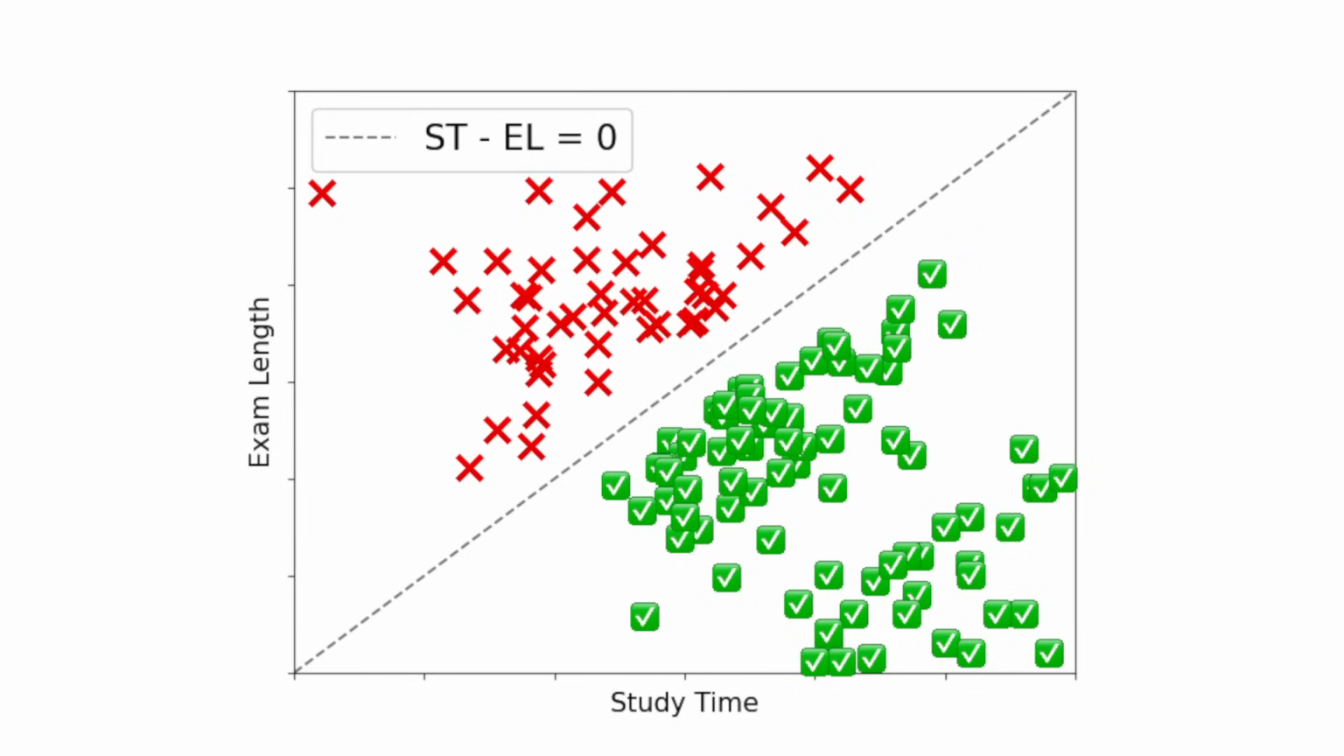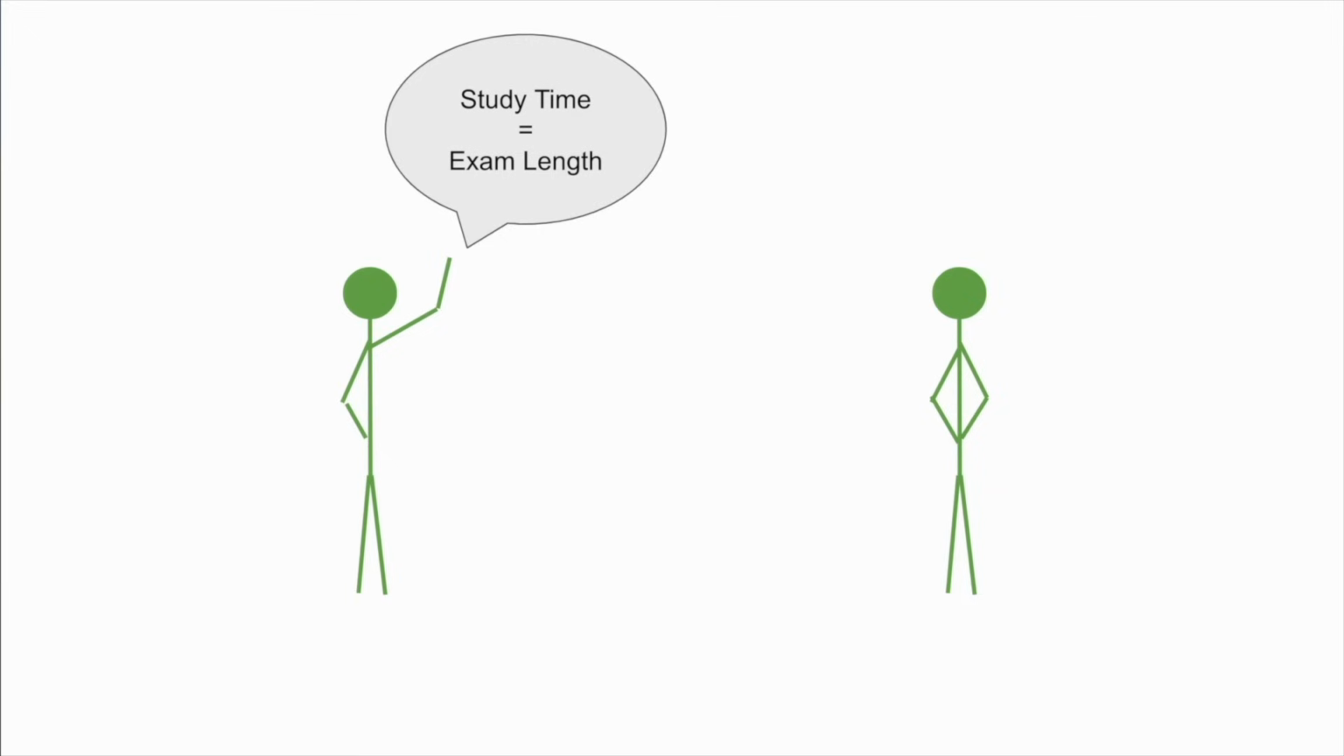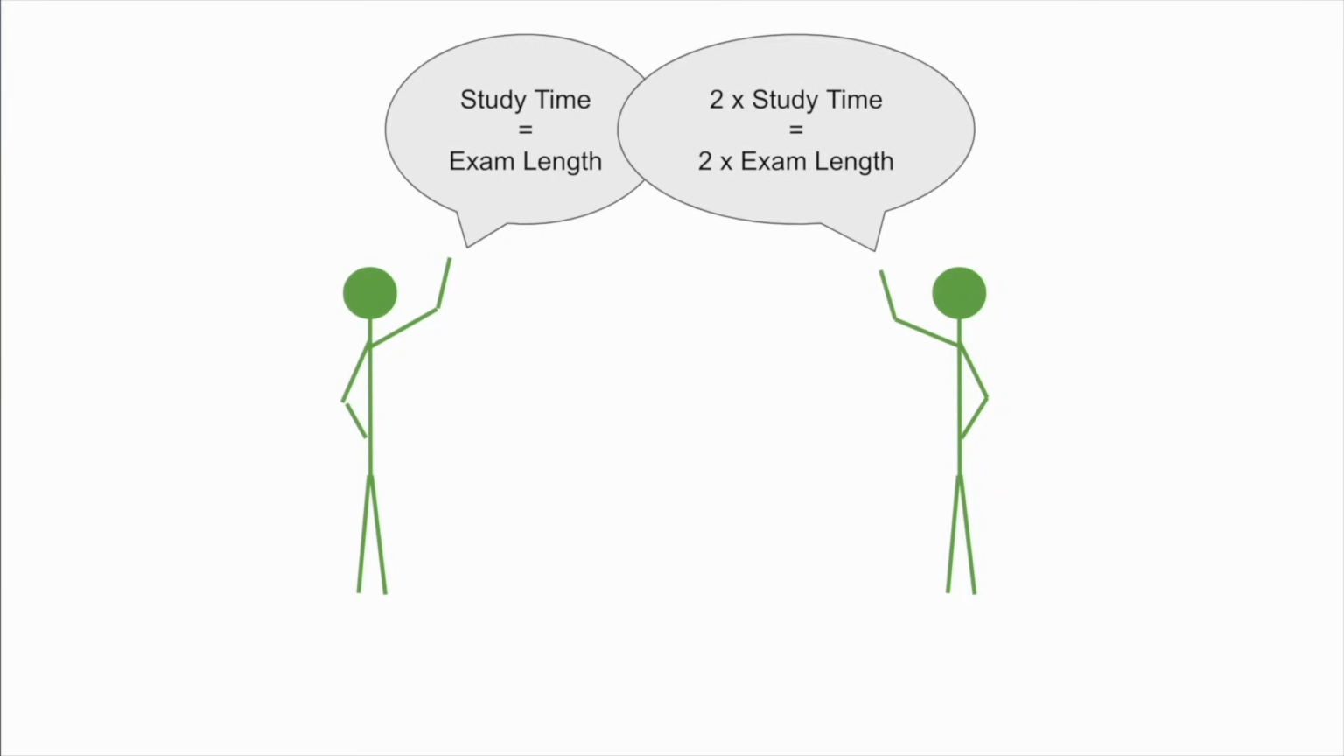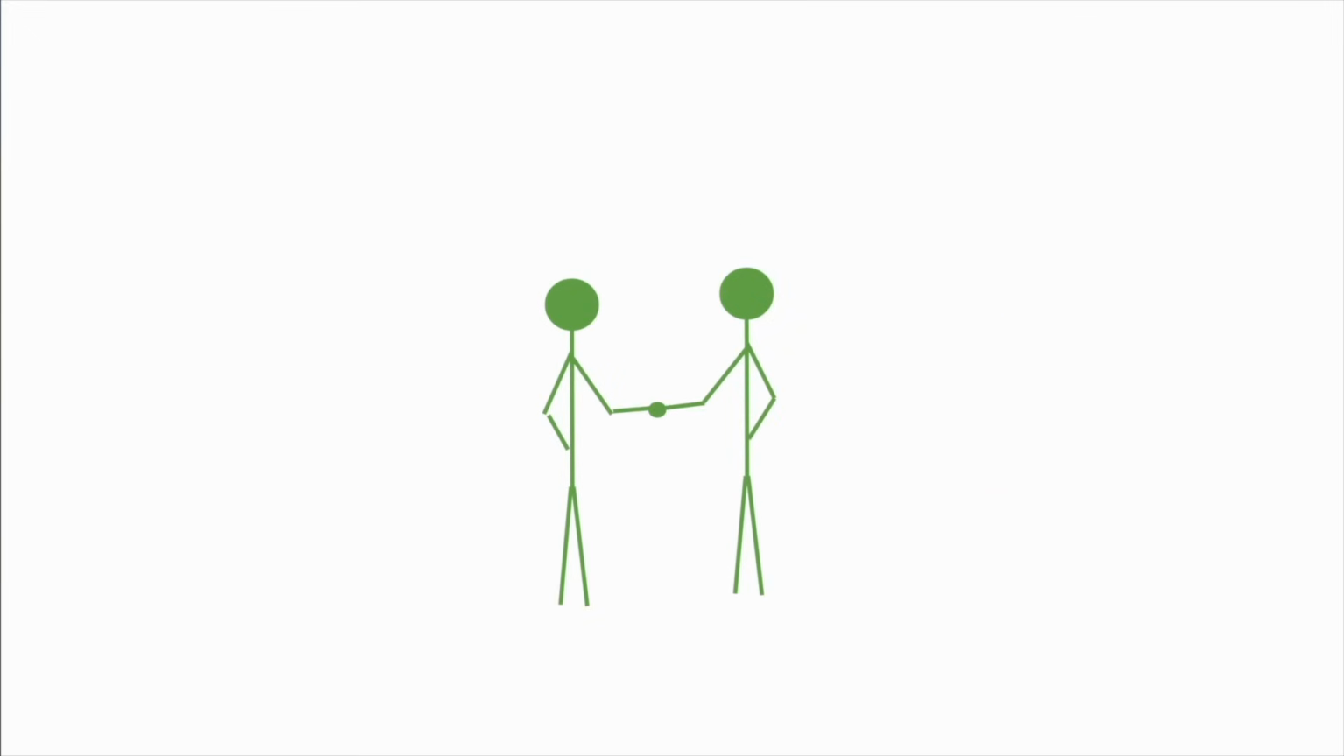Notice that there are infinitely many of the same threshold since we can just multiply it by a constant. Multiply it by 2 or divide it by 2, the line stays the same. Which makes sense. Saying study time needs to match exam length is the same as saying twice your study time needs to match twice your exam length.